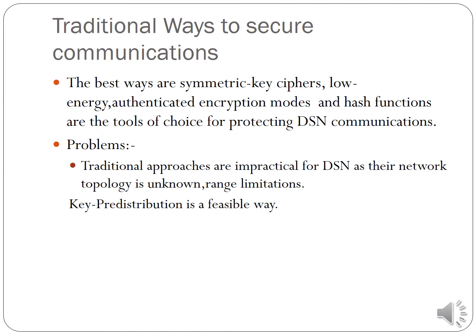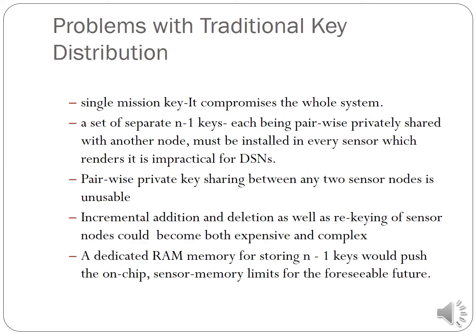The best ways are symmetric key ciphers, low energy authenticated encryption modes, and hash functions, which are the tools of choice for protecting the communication. Traditional approaches to the problem are impractical for sensor networks as their network topology is unknown and they have range limitations. Key pre-distribution is a single master key distribution, which compromises the whole system.